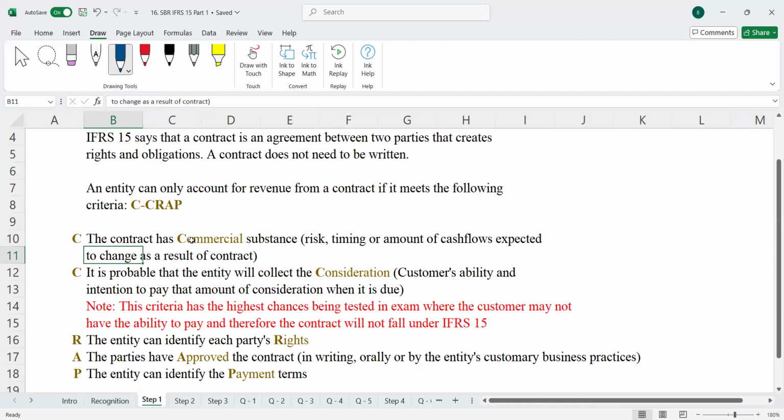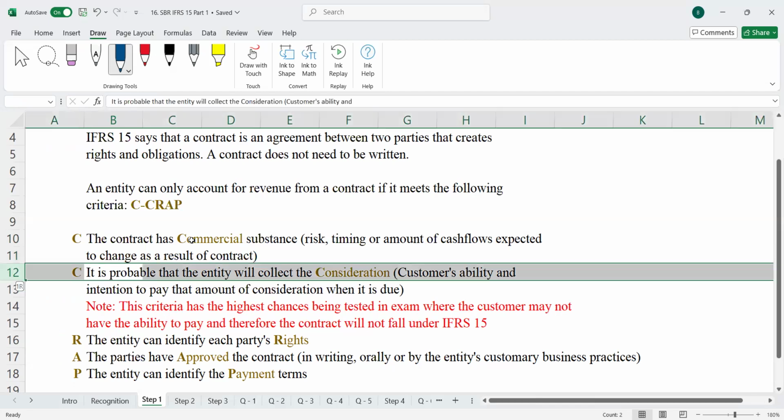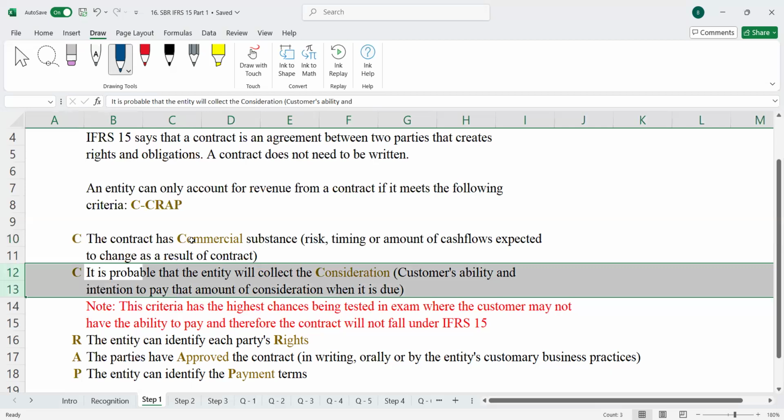Second, it is probable that the entity will collect the consideration. It means the other party is in a position to pay and you will be collecting the consideration. If it is not probable that you will collect the consideration, why record revenue in the first place and then reverse it in a subsequent stage? If you know the chances of collecting the revenue are remote, then do not recognize revenue today itself.